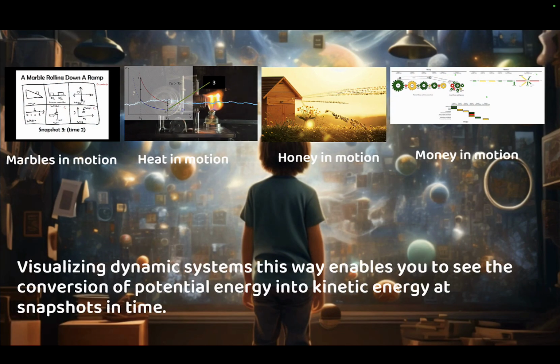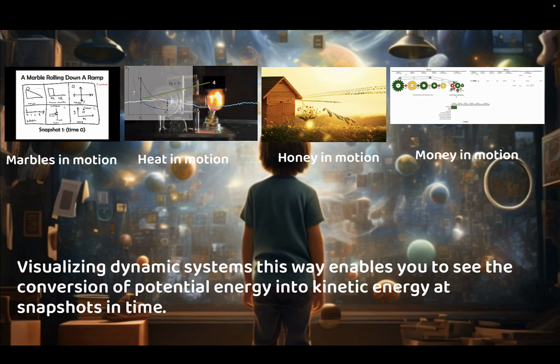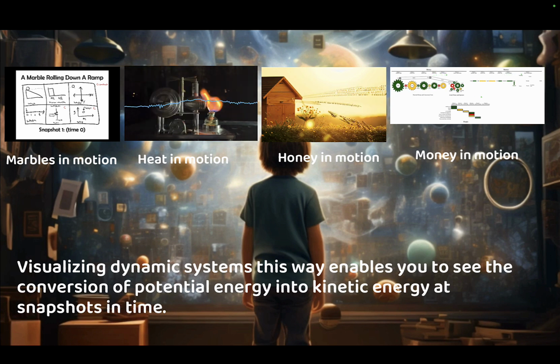This model applies to marbles in motion, heat in motion, honey in motion, and money in motion, because all of those things are transactional energy units that are moving through a system. And in the end, it's all calories. So a marble rolling down a ramp is energy, and you can measure that energy in different ways, and it costs me calories to lift it to the top of the ramp.